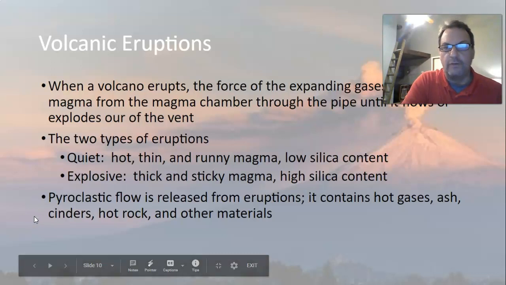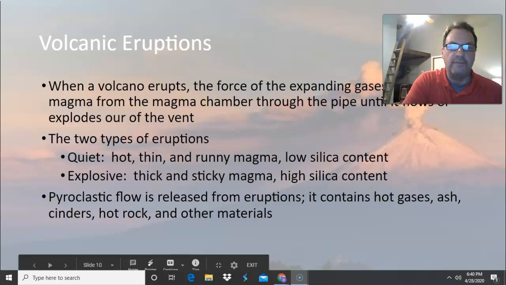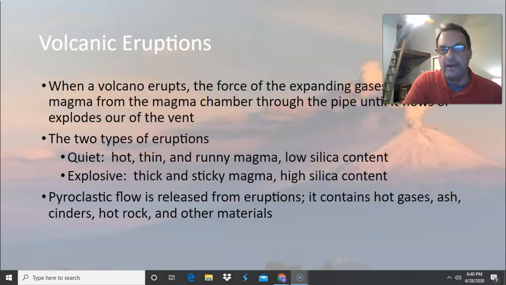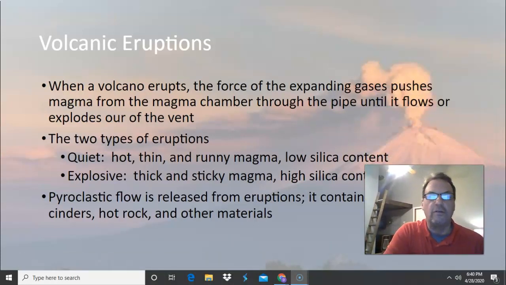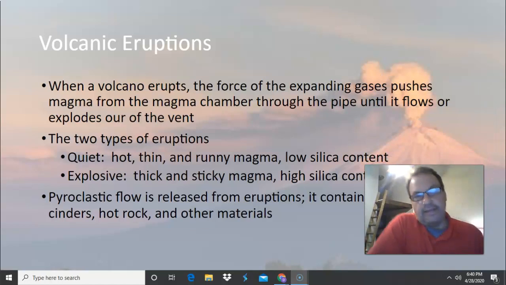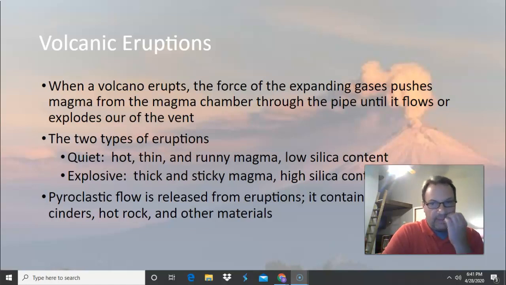When a volcano erupts, the force of the expanding gases pushes magma from the magma chamber through the pipe until it flows or explodes out of the vent. And there are two types of eruptions. They are quiet eruptions and there are explosive eruptions. The quiet ones have a hot, thin, runny magma with low silica content.